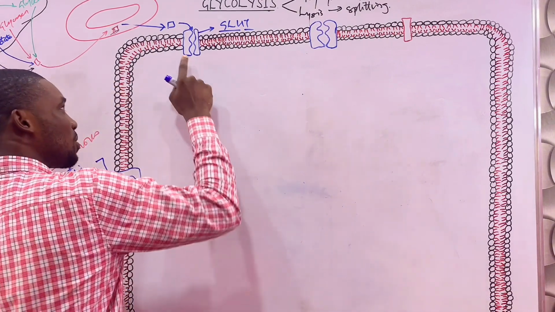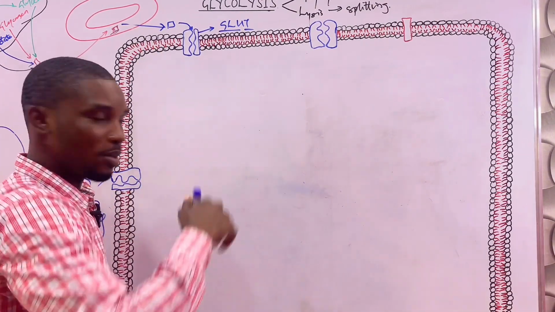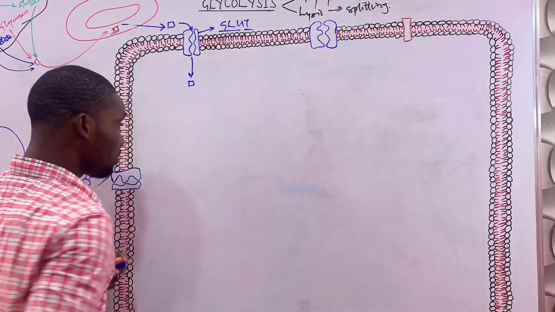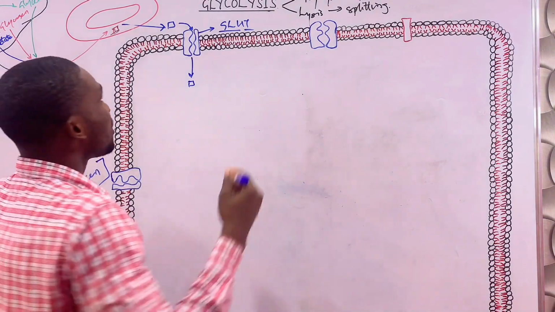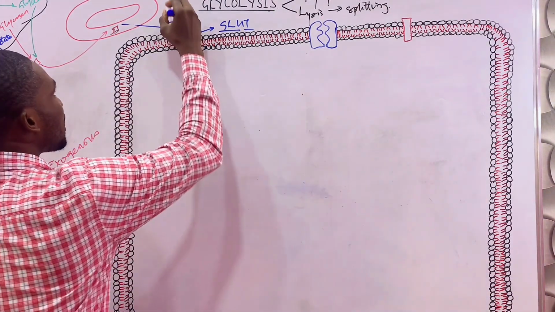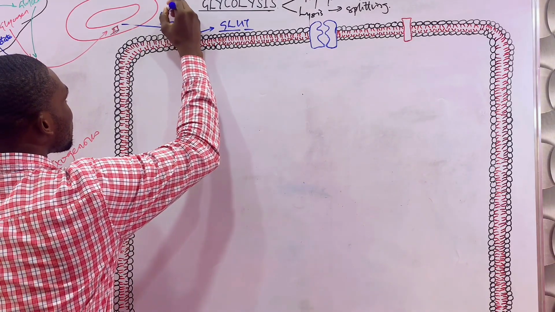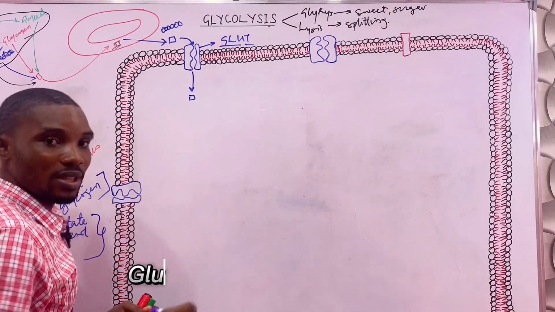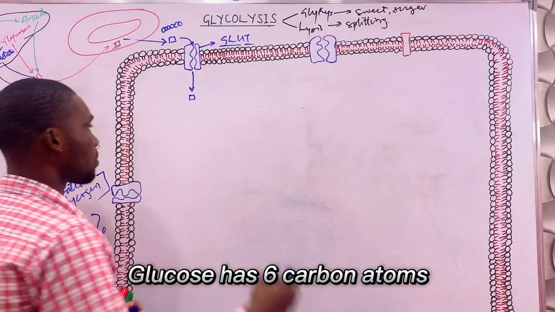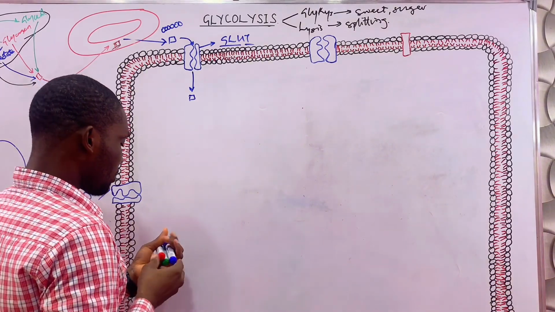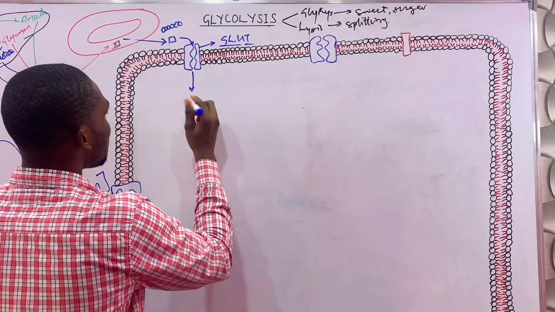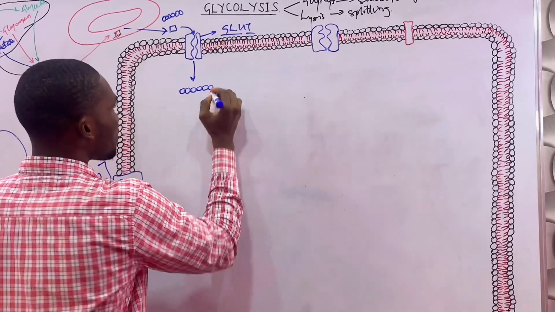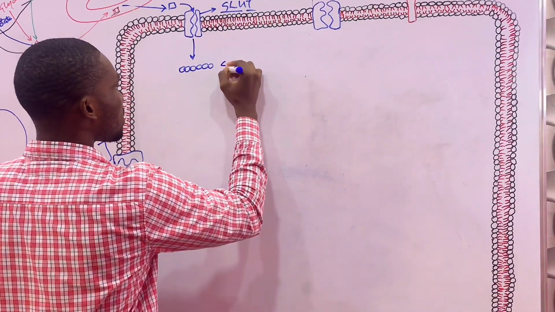GLUT1, right? So this would be a GLUT1 if this is a red blood cell. So we've had our glucose enter through here. I want to represent glucose with something. Remember that glucose has how many carbons? 2, 3, 4, 5, 6. That's correct. 6 carbons. So glucose has 6 carbon atoms. I would represent it over here. So it has 1, 2, 3, 4, 5, 6 carbon atoms. That's our glucose over here.